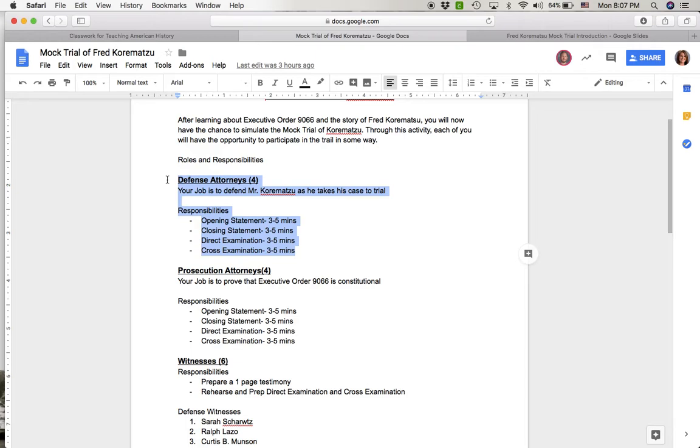Then you will have to prepare a closing statement. A closing statement is going to summarize what your case was, what you have done to prove him innocent. It's the lasting impression that you are going to leave with the jury before they make their decision. That'll need to be 3 to 5 minutes.